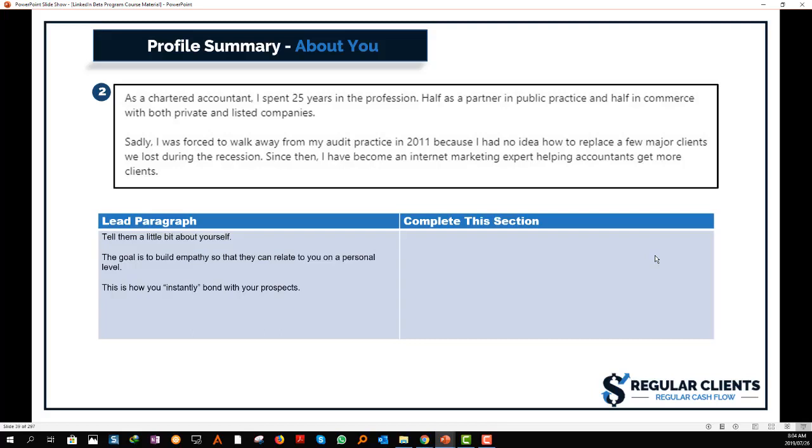I said, as a chartered accountant, so I've already discussed that earlier, because I'm dealing with accountants, they will know the minute I say that, I've already ticked the box. Like, oh, okay, he's one of us, so he probably understands what we're doing. And then just to make sure, I tell you that I spent 25 years in the profession. Okay, so chances are I've got a fairly good grasp. Then I say half as a partner in public practice and half in commerce and industry with both private and listed companies. So I've basically covered the whole spectrum, which is just showing people that it doesn't matter where you find yourself, I can probably help you, because I've been in all of those situations.